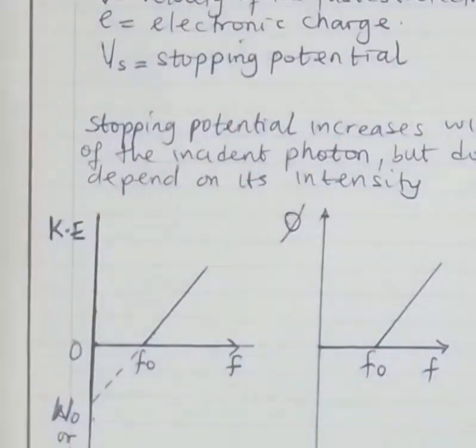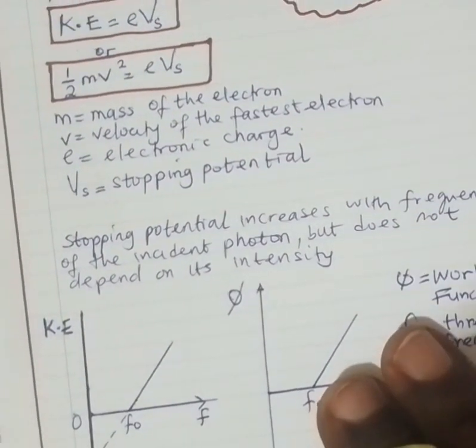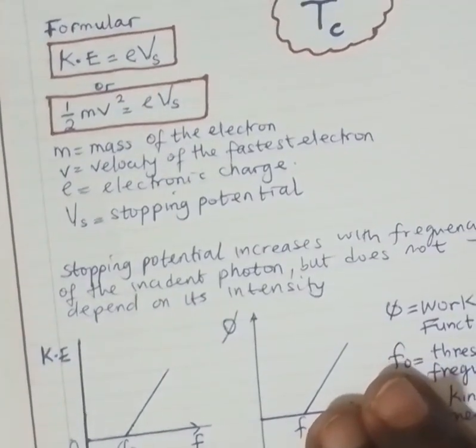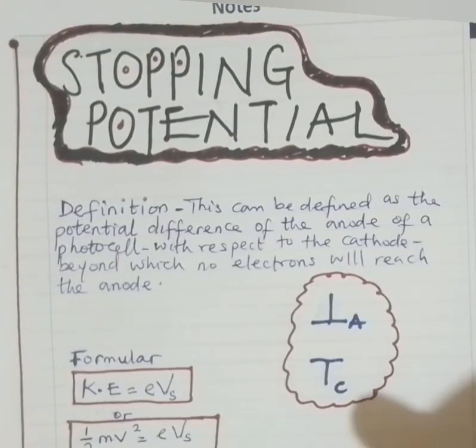Very, very simple. Now, let's move to what is called the stopping potential. Stopping potential is just the potential that is trying to stop the electrons from moving towards the anode.